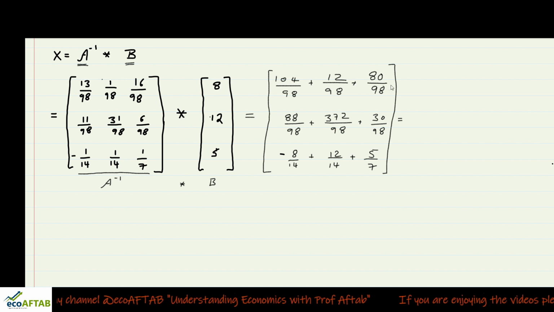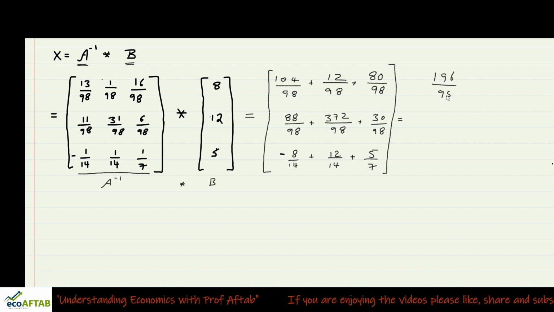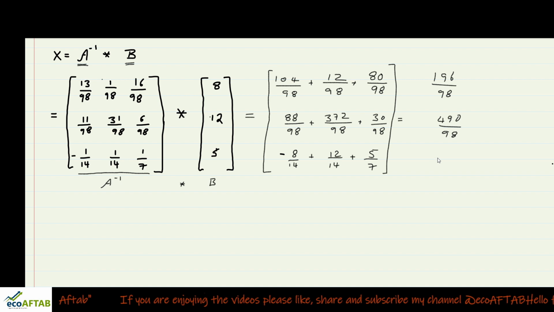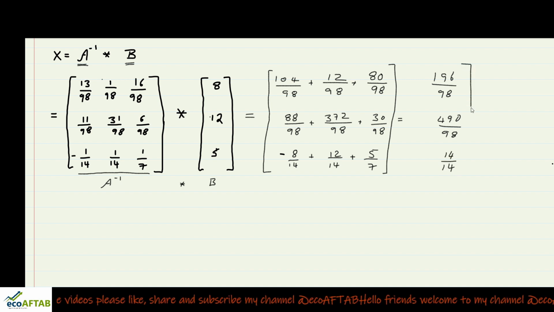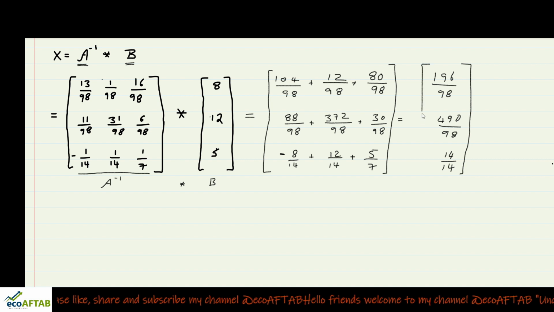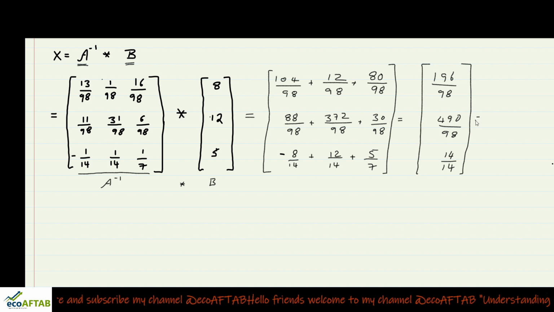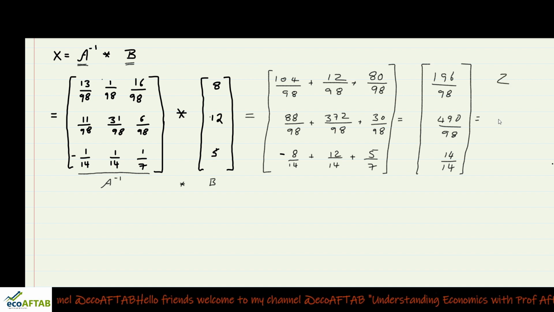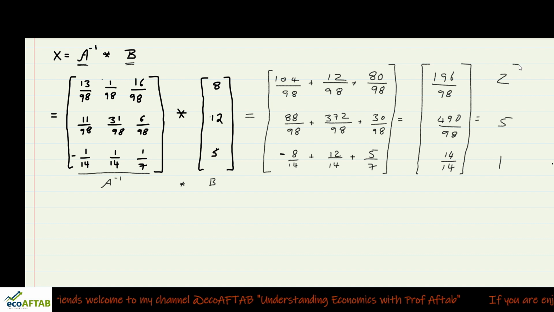104 plus 12 plus 80, that is 196 divided by 98. Here 88 plus 372 plus 30 is 490 divided by 98, and lastly plus 12 minus 8 plus 5, that is 14 divided by 14. So this is what we have got at the end. By further simplifying, 196 by 98 is 2, 490 by 98 is 5, and the last part 14 divided by 14 is 1. So this is what we have got.